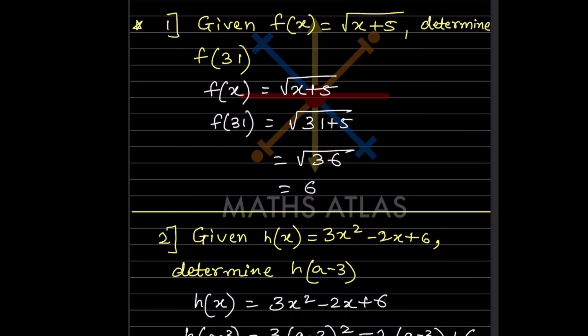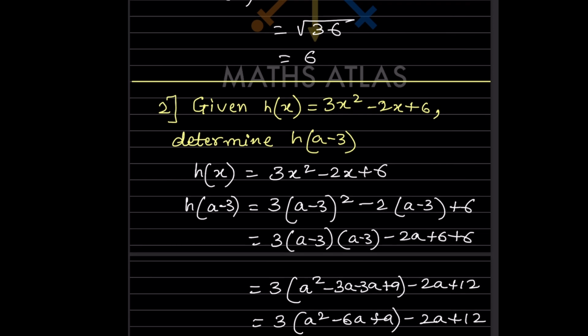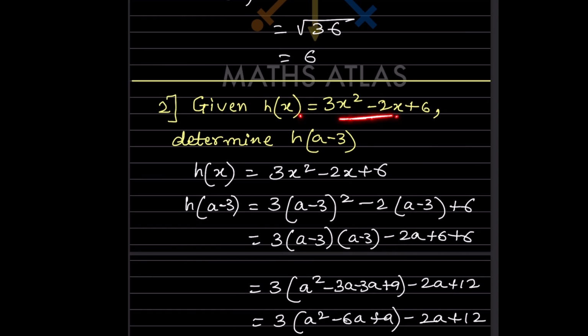6 squared is 36. Now here h of x is 3x square minus 2x plus 6. So h of a minus 3. So here you are going to write a minus 3. Wherever there is x, there you are going to put a minus 3. So this is given the expression same. In place of x, you will write a minus 3. a minus 3 whole bracket square. Here a minus 3. Rest everything is the same.